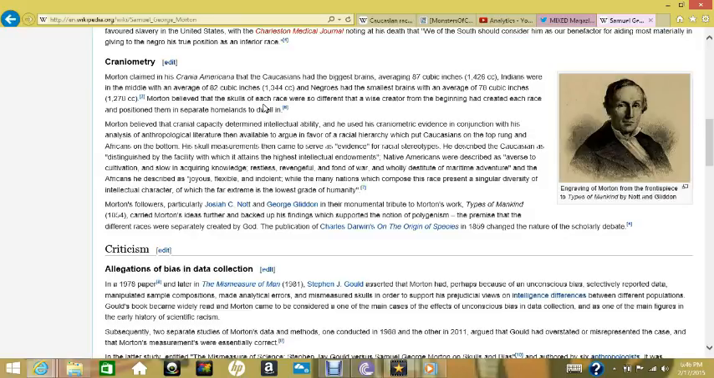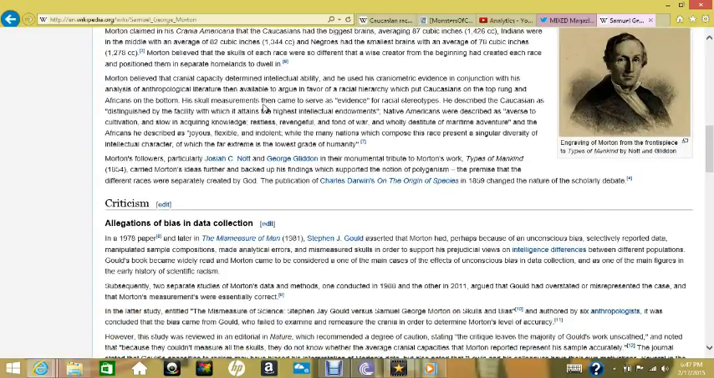And he said this right here. The races are so different that a wise creator from the beginning has created every race and positioned them in separate homelands. This is what he believes, man.